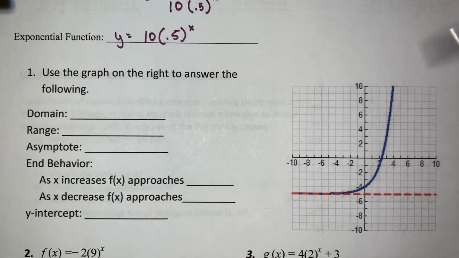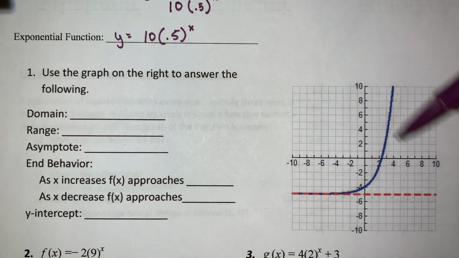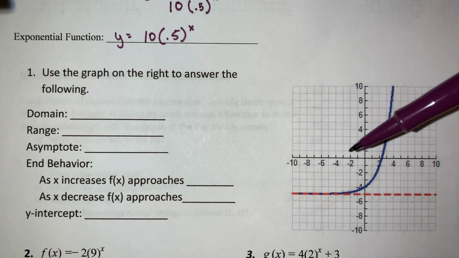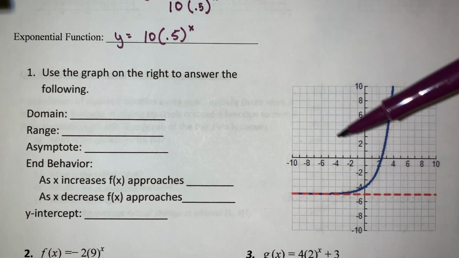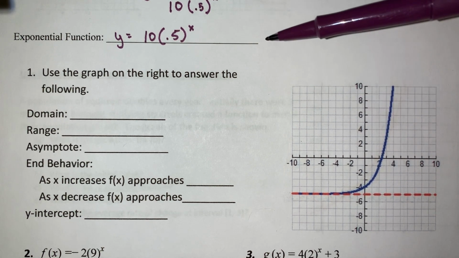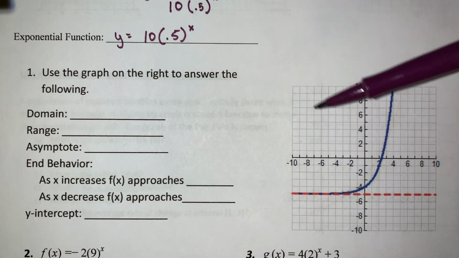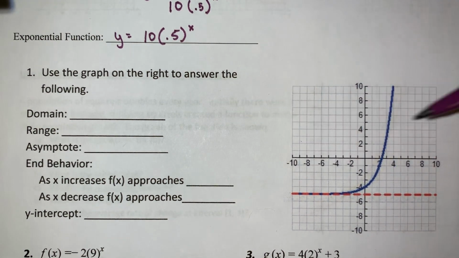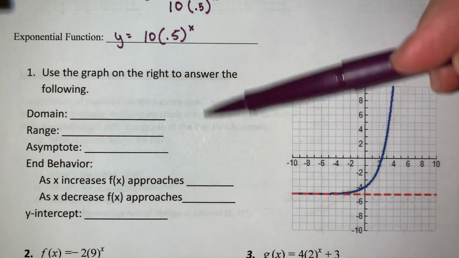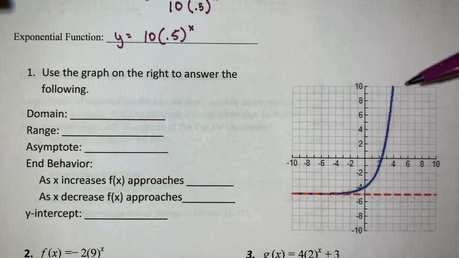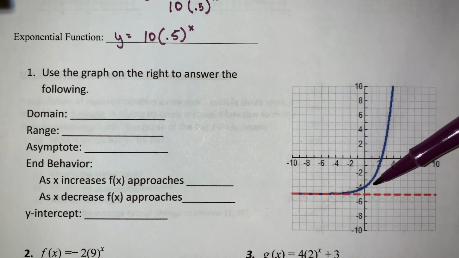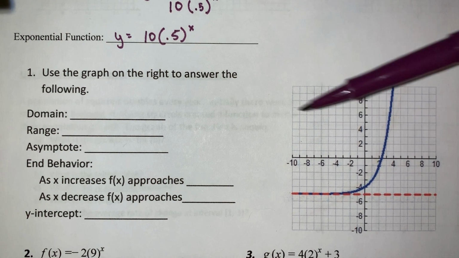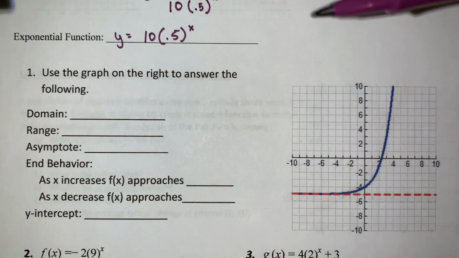All right, we have a graphing an exponential function, and luckily they give us the graph here because I don't have a graphing calculator to actually view that. So for number one, they give us the graph and they're asking us to use the graph on the right to answer the following key features. So given this graph, what is going on here? And luckily, this is an easy to read graph. It's not too complicated. So let's just start with the top and work our way down.